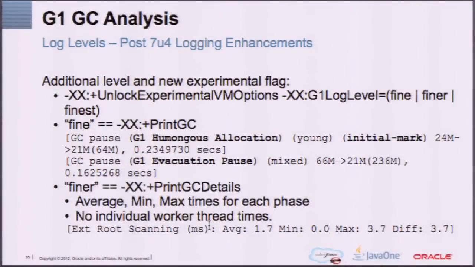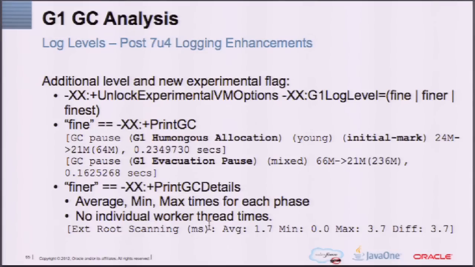So post 7U4. I know 7U4 had these amazing logs, but sometimes it's too much information. So what we decided is that people who don't want that much information can actually go choose what they want. You can choose fine, finer, finest. Fine is similar to print GC, but now it has a cause. For example, that first one was a young GC with initial mark, and it has G1 humongous allocation for that. Then the next one was evacuation pause, so that's a cause of the GC, right?